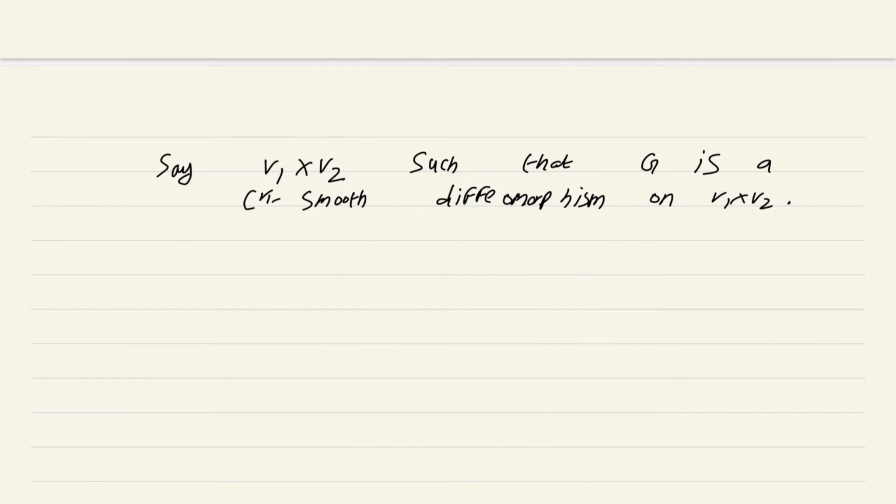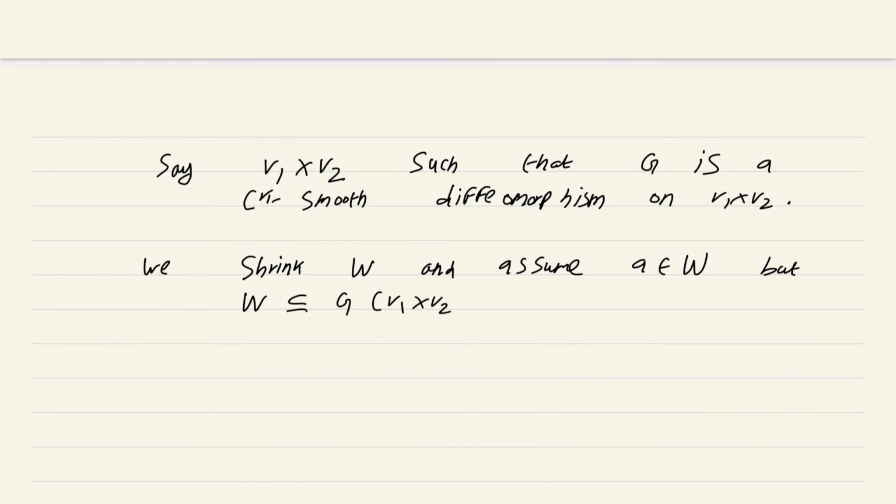Okay, we shrink W and assume that A continues to be in W, but W is a subset of G of V1 cross V2. This can be done. We just shrink this W so that this W lies entirely in the image of G of V1 cross V2. Okay, so far we have just used the rank condition on the map H to get this diffeomorphism G using the inverse function theorem.